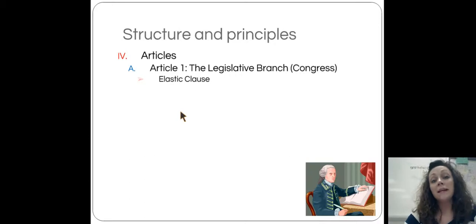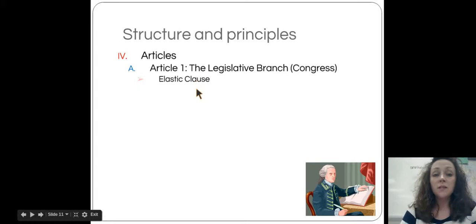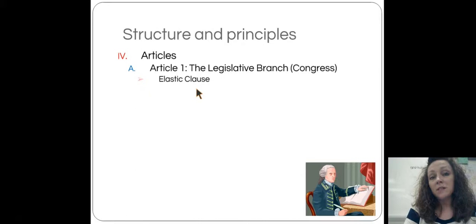But the Elastic Clause is probably the most important clause of the Constitution when it comes to the power of Congress. The Elastic Clause is also called the Necessary and Proper Clause. Write that down also. And this clause gives Congress the authority to make all laws that they think are necessary and proper. So this increases the power of Congress, or it stretches the power of Congress, which is why we call this the Elastic Clause.